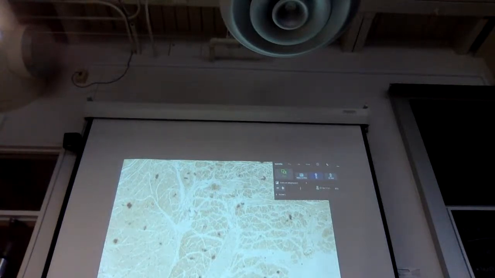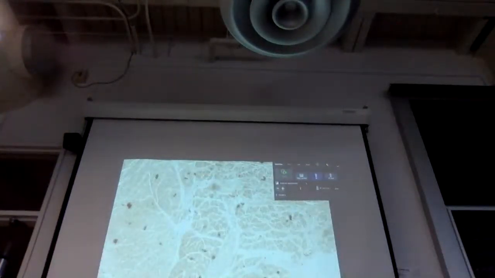Okay, let's go to the answers. Question one, we have some kind of muscle fiber. If you look at it this way, it looks more like something you've seen before. It's a bit longer, with multiple nuclei.